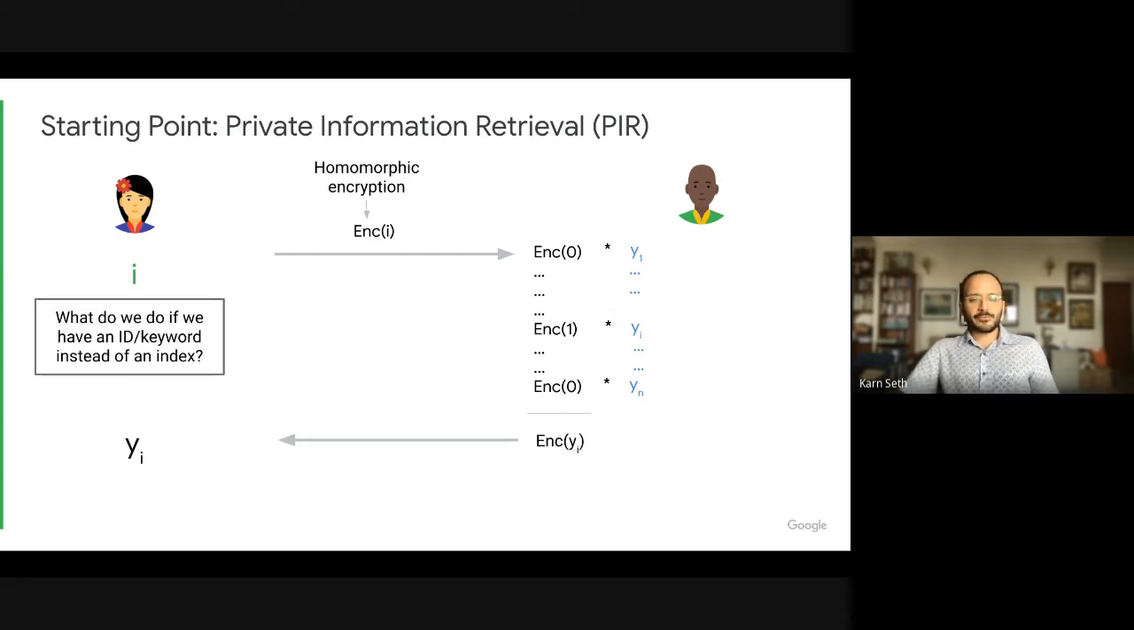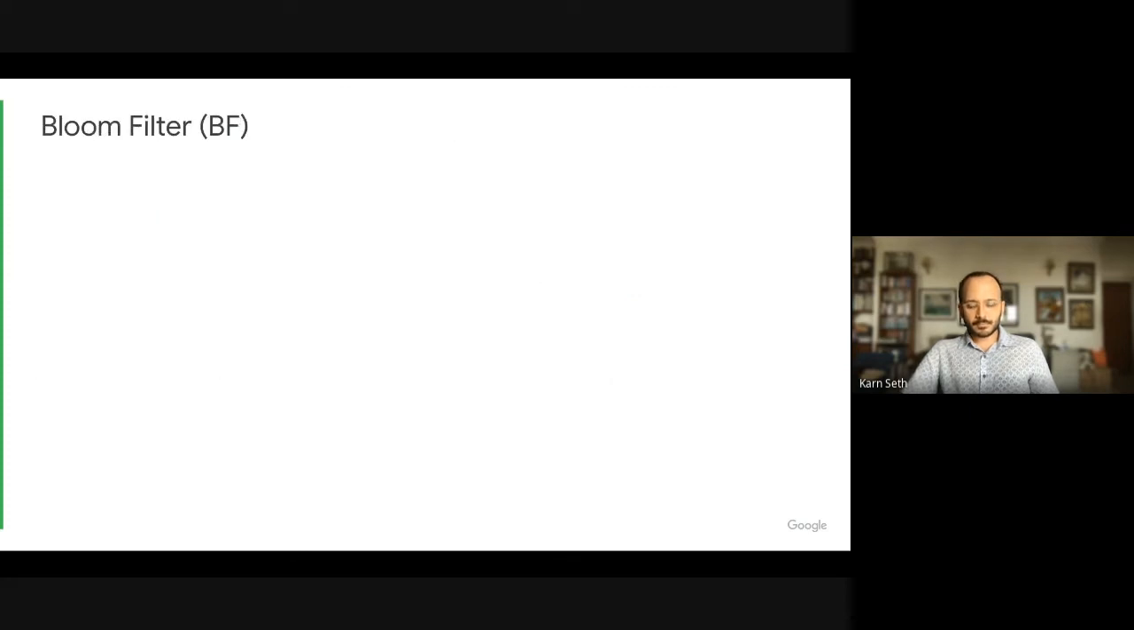And so what do we do if we have an ID or keyword instead of an index? There's a couple of different approaches you can go in order to deal with a keyword, but our approach is to use a Bloom filter. And what is a Bloom filter? Just to give some background, a Bloom filter is a data structure which allows you to test membership.